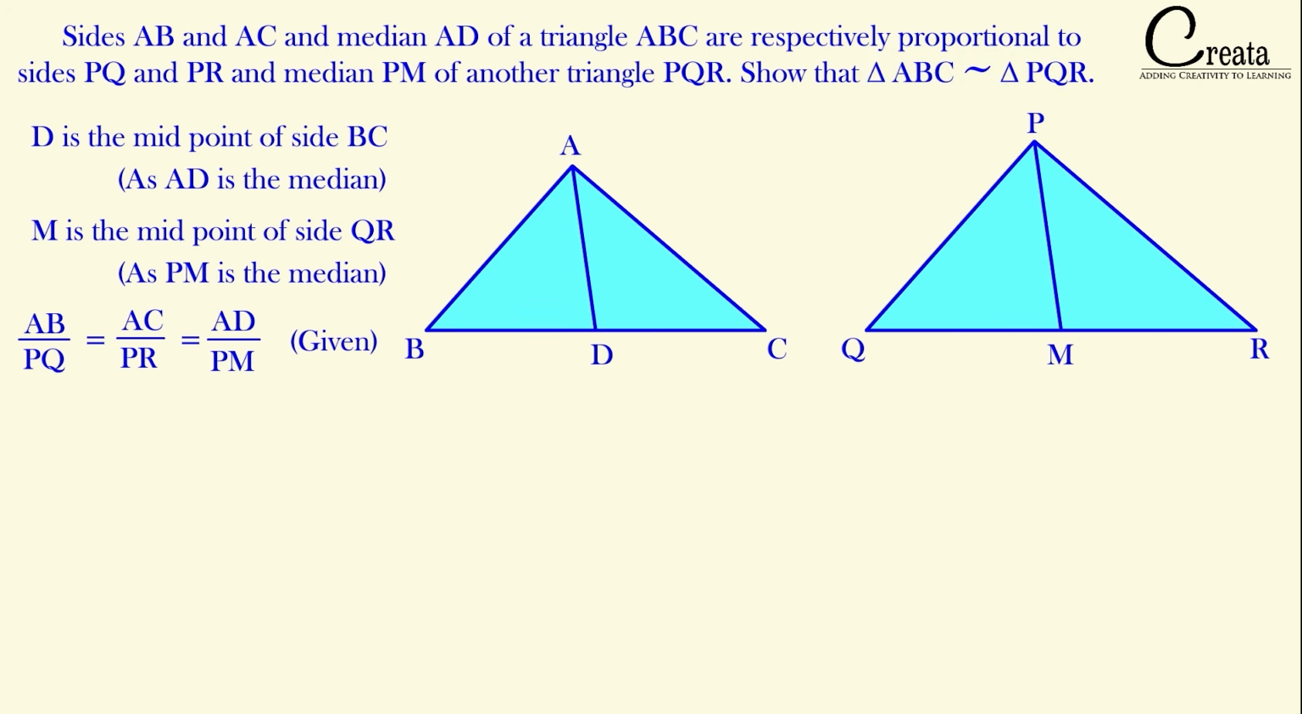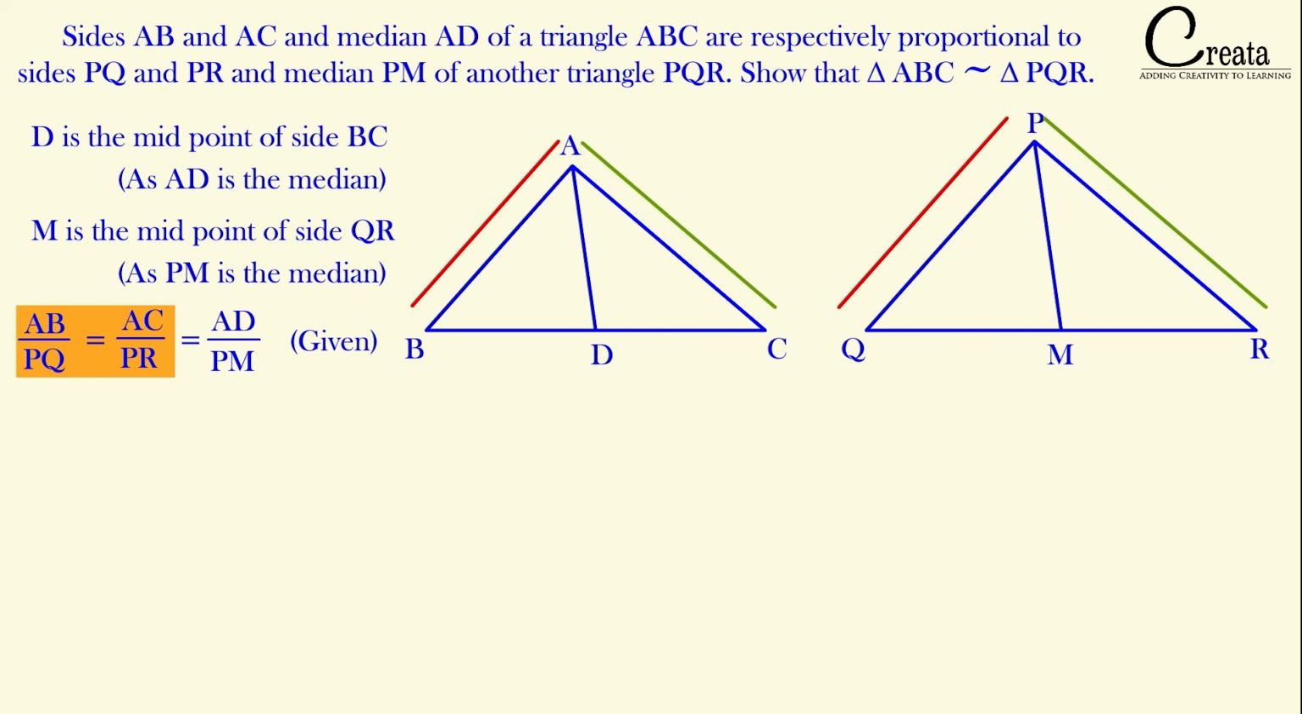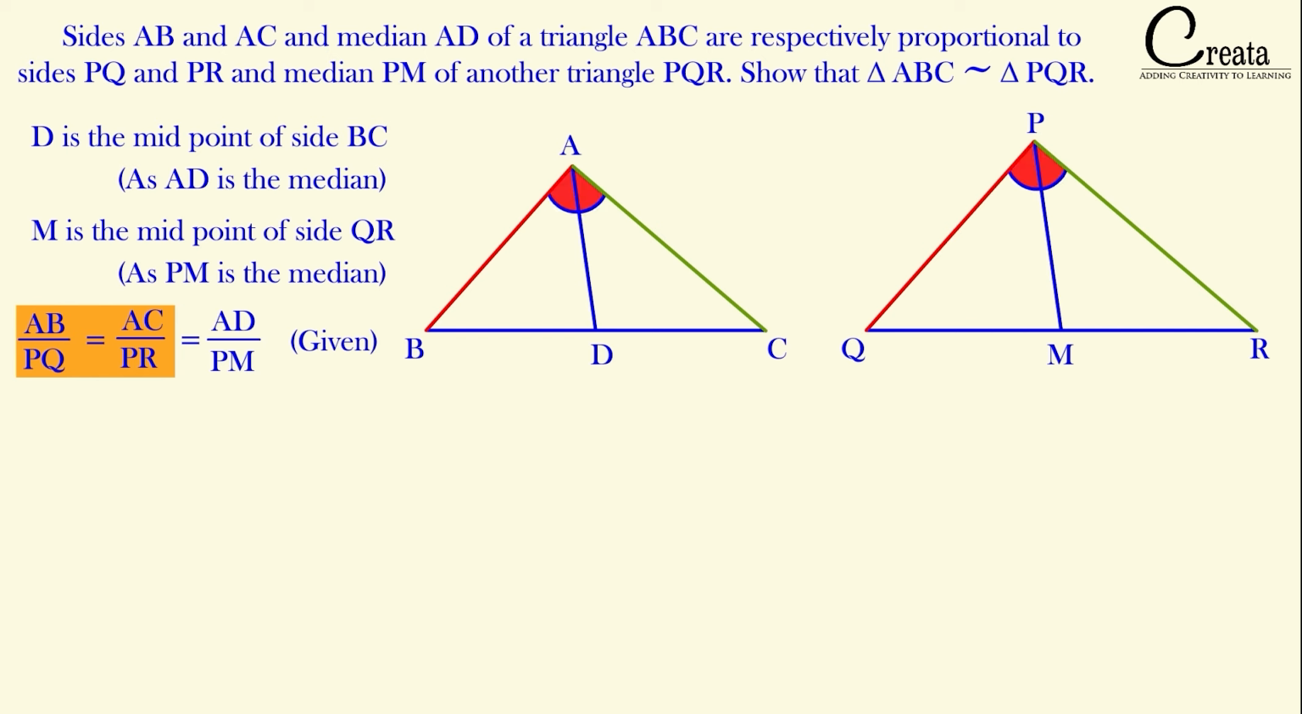Here we have to show both of these triangles are similar to each other. If you observe the given portion, AB upon PQ is equal to AC upon PR. It means the ratio of two corresponding sides of the two triangles is already given as equal. Further, if somehow we are able to prove angle A is equal to angle P, then by the side angle side similarity criteria, we can show that both triangles are similar to each other. So all the effort in this question will be to prove angle A is equal to angle P. The question is slightly tricky, so your full attention is needed here. Let's proceed.